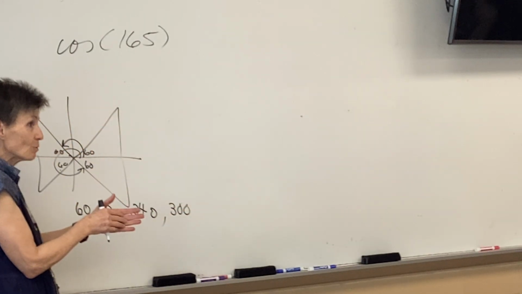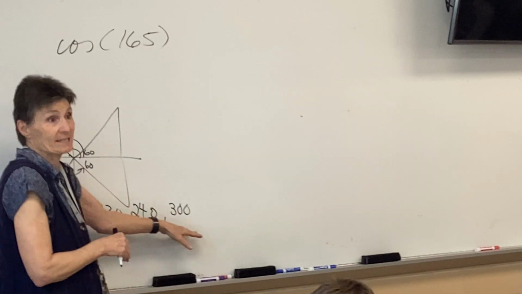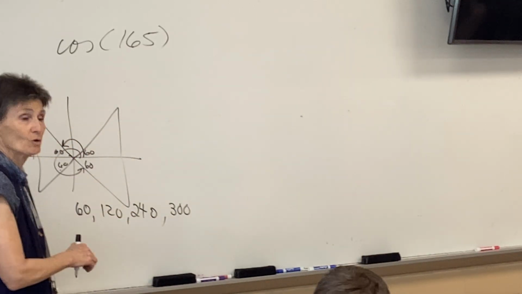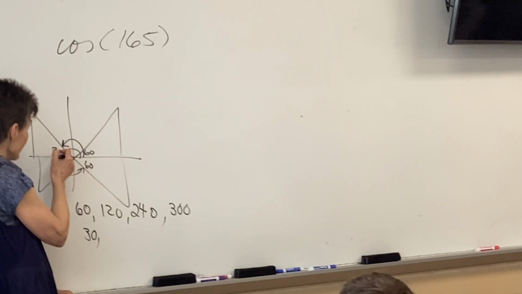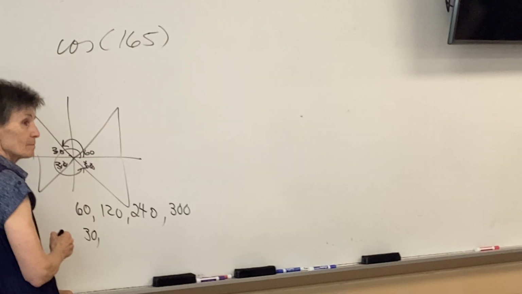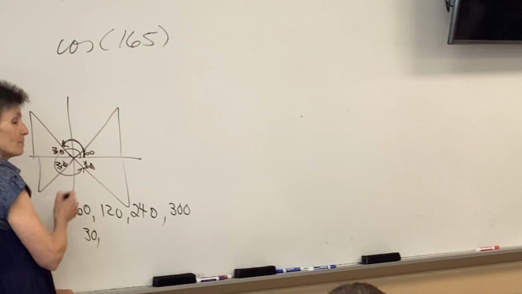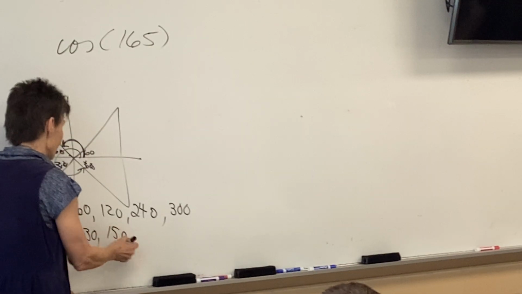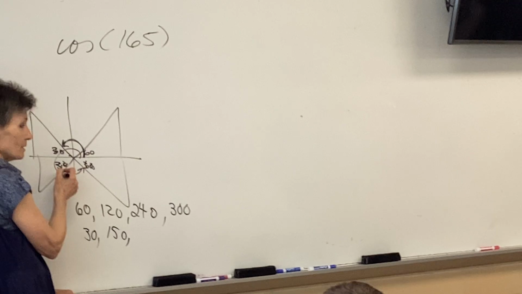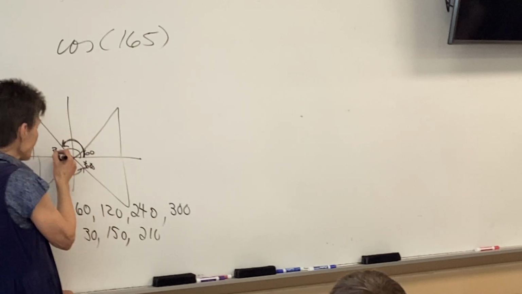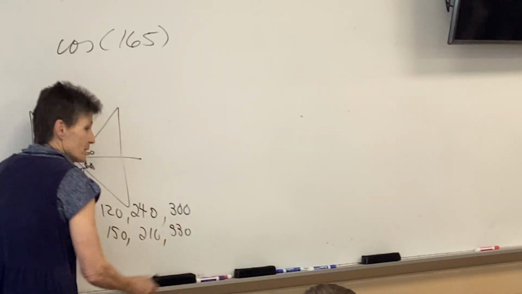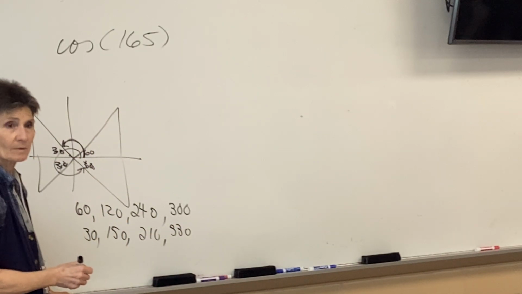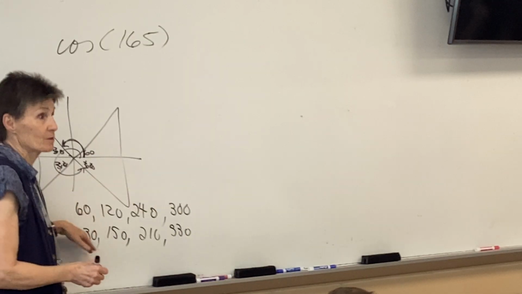So if you want to add to your reference sheet, here are my 60s, right? What would be my 30s? Make this a 30 now, what would they be? Come on now. 150. No. 210. 180 and 30. And then all the way around would be 330. Right? So all those are eligible angles to use.